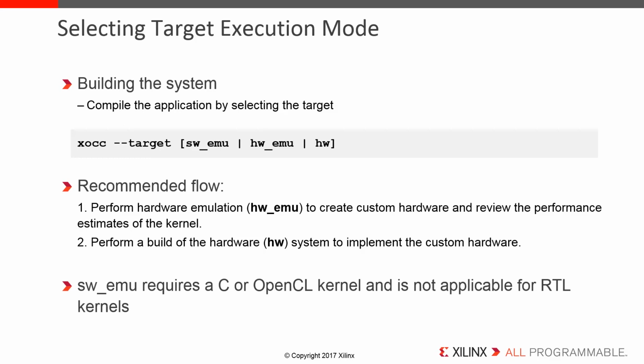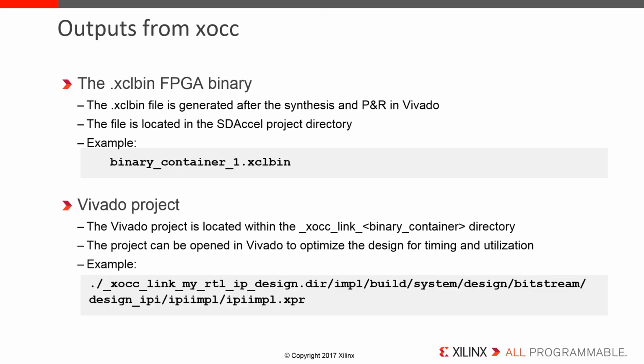For the build flow using RTL kernels, you should first target hardware emulation to review the performance estimates of the kernel. Then you will need to target the hardware system to create a build that will be run on the FPGA. Note that the software emulation option is not supported in the RTL kernel flow that we are discussing in this case. The output of the XOCC command is an FPGA binary with the XCL bin file extension.